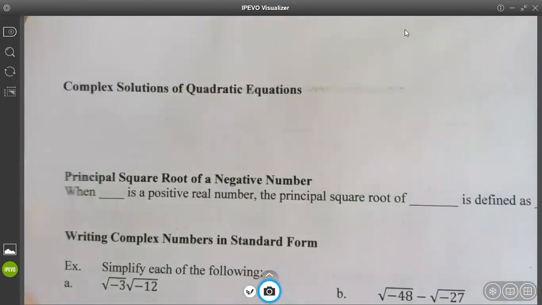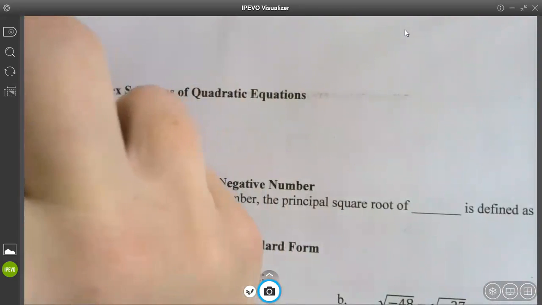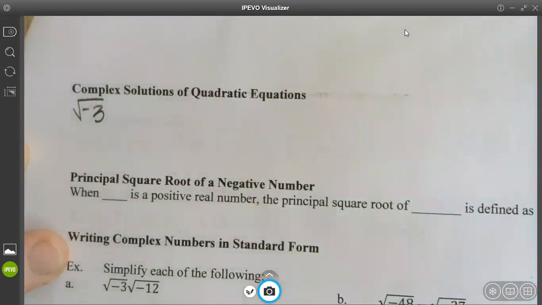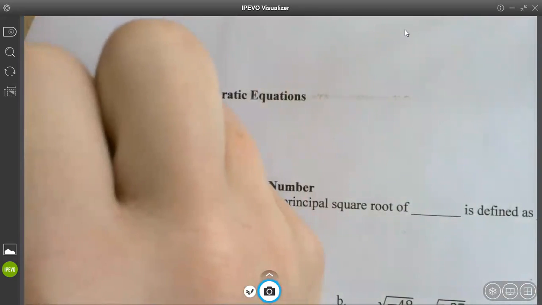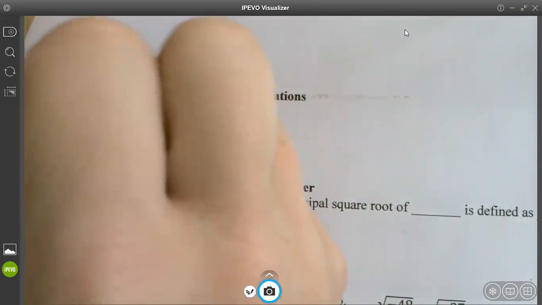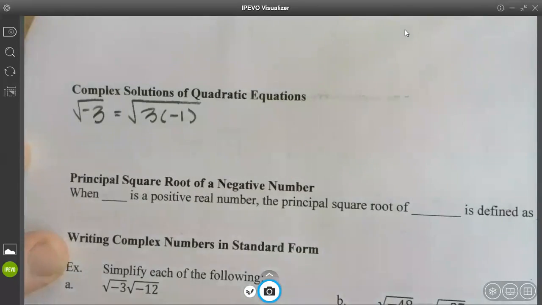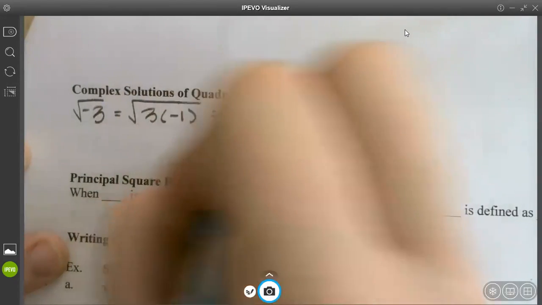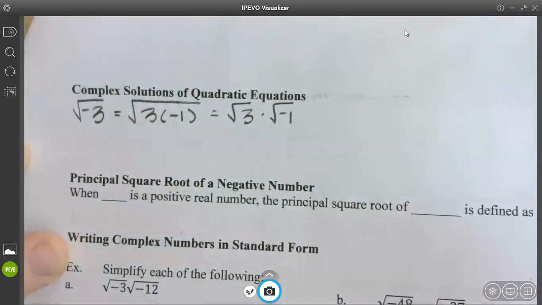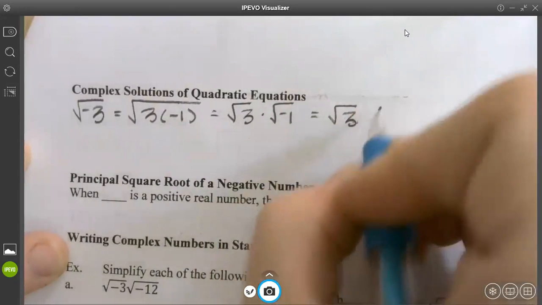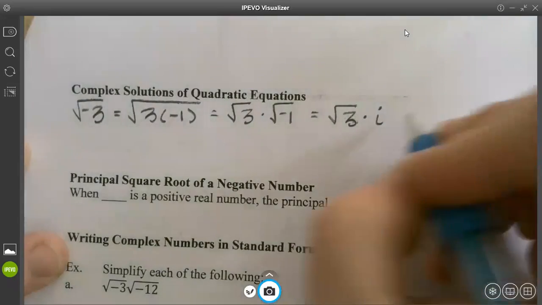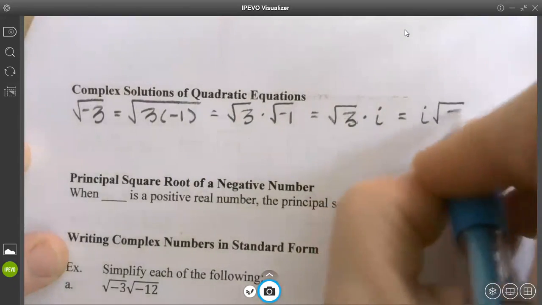Complex solutions of quadratic equations. If I get something like this, it's just asking me, how do I simplify it? You have already told me this, so I know you know how. How do we rewrite it? With the I, right? So I'm going to write it all the way out so you can see it. It's the same thing as 3 times negative 1. You can split that up into the square root of 3 times the square root of negative 1. The square root of negative 1 is I. And we typically write the I in front.